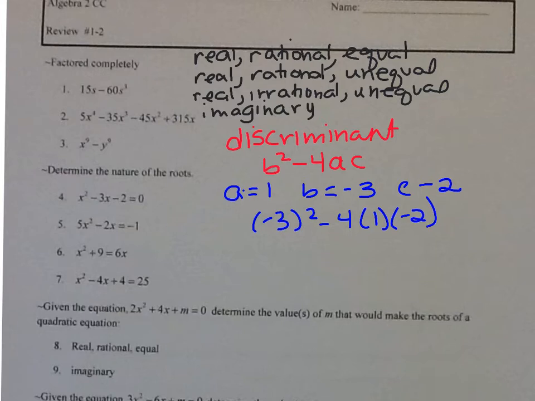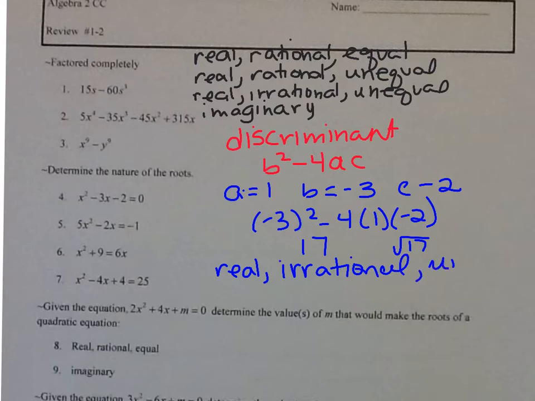Just plug that in the calculator all at one time. We're not going to do piece by piece. And we get 17. So now you want to think about it. You have the square root of 17. Are they real? Yes. The only time they're not real is if it's imaginary. And you should remember, when we get imaginary, you have to have that negative under the square root. The square root of 17, is that rational or irrational? Can you take the square root of 17? No. So therefore, it's irrational. And it's going to be unequal. Irrational is always going to be unequal.